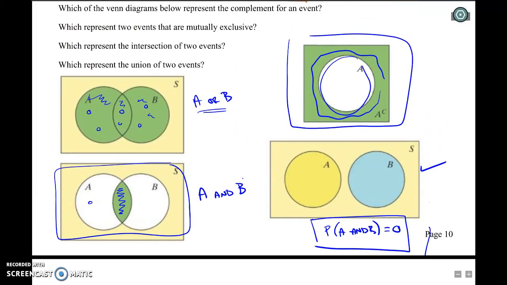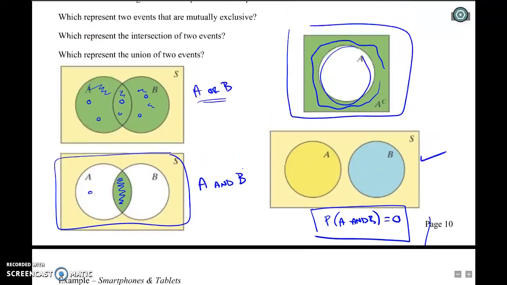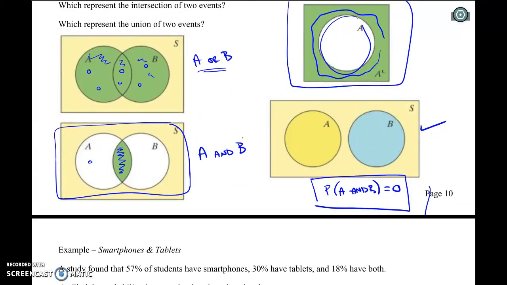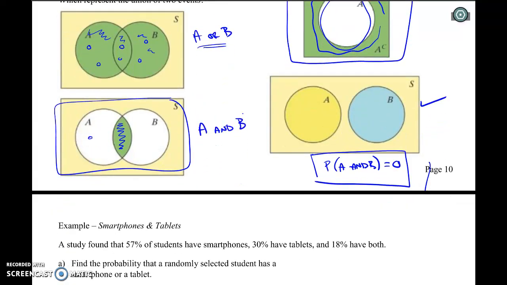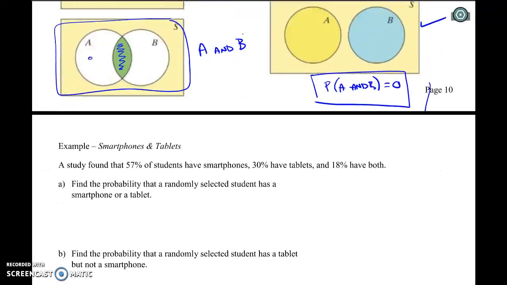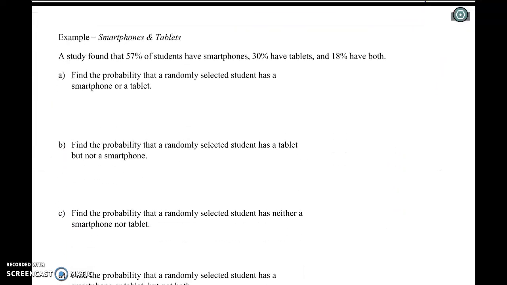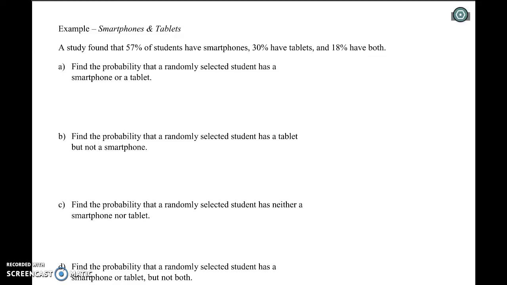All right, so continuing section 5.2, we were just talking about Venn diagrams on page 10. And now we're going to use some Venn diagrams to help us answer some probability questions. Example, smartphones and tablets. A study found that 57% of students have smartphones, 30% have tablets, and 18% have both. Find the probability that a randomly selected student has a smartphone or a tablet.